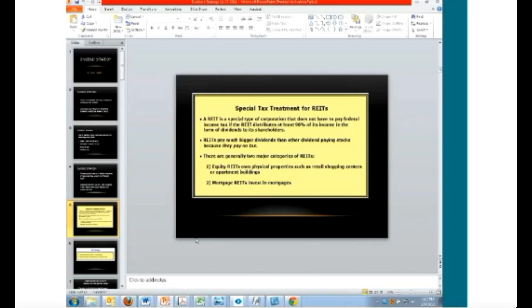There are two general categories of real estate investment trusts. There's equity REITs. Now, they own the physical property, such as retail shopping centers or apartment buildings. And then we have the mortgage real estate investment trust, which invest in mortgages. And we have both kinds of REITs in our dividend portfolio.